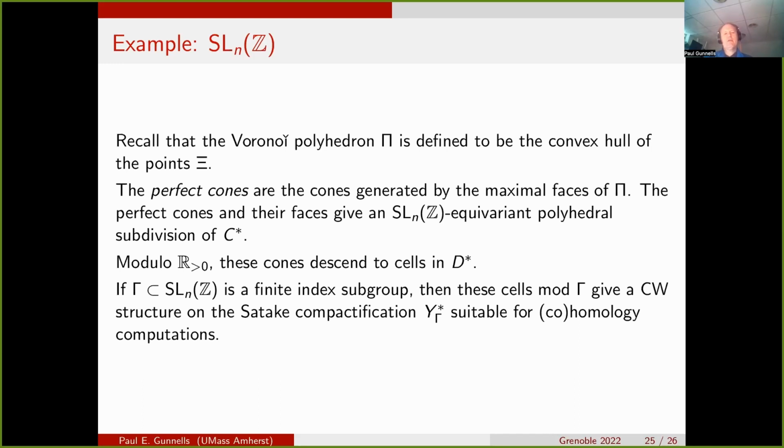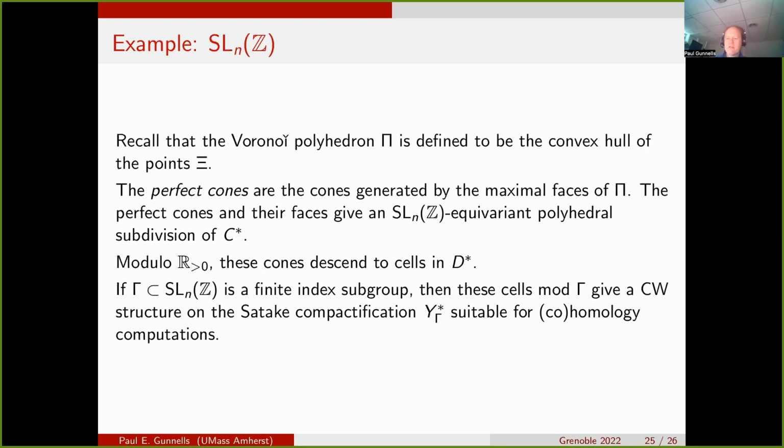Finally, after we mod out by a finite index subgroup, we get a CW structure on the symptotic compactification, and we can use it to do cohomology computations. In fact, we can work modulo the boundary and take homology, and we'll be getting the cohomology. And that's part of the Borel-Serre duality discussion that will be tomorrow.